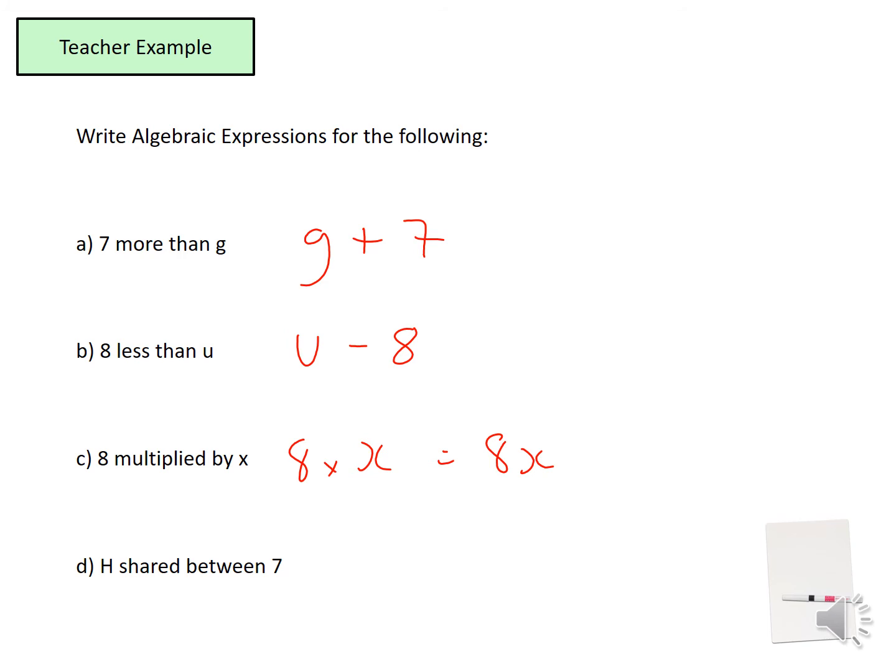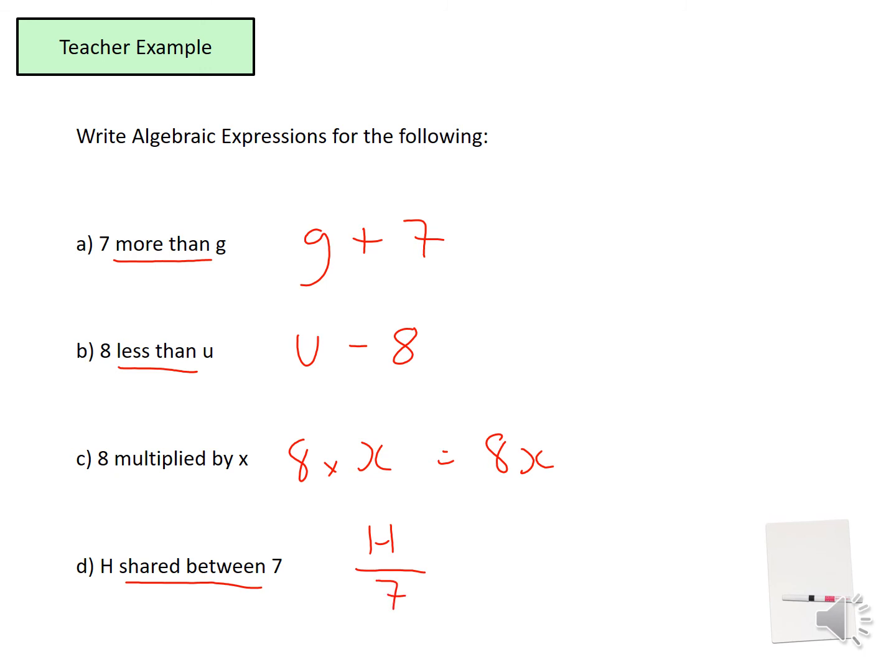Now, normal operations are addition, subtraction, multiplication, and division, but they can be worded differently. For example, more than meant add. Less than meant take away, subtract. So shared between. Let's say I have some sweets that I want to share between people. I've got 20 sweets. I want to share it between 5 people. What am I doing? I am dividing. So shared between is another word for divide. H shared between 7 as an expression, I write H divided by 7.